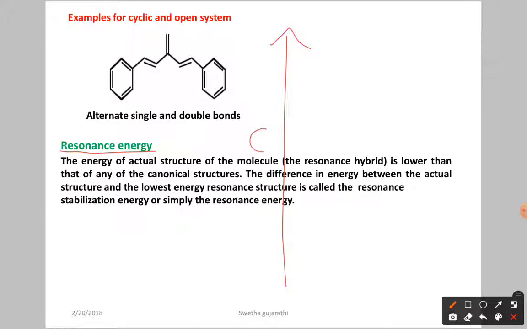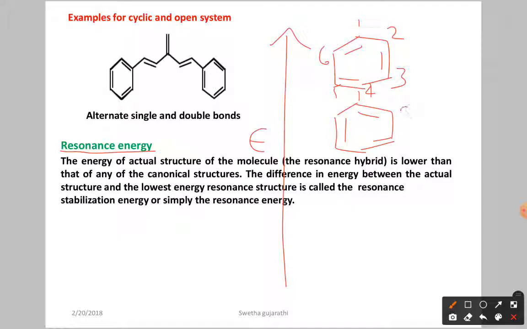I am taking the energy profile here. So I am going to draw the two structures of benzene. This is the first structure and this is the other structure. Now if you see the difference, here I am labeling the carbons 1, 2, 3, 4, 5, and here 1, 2, 3, 4, 5, 6.